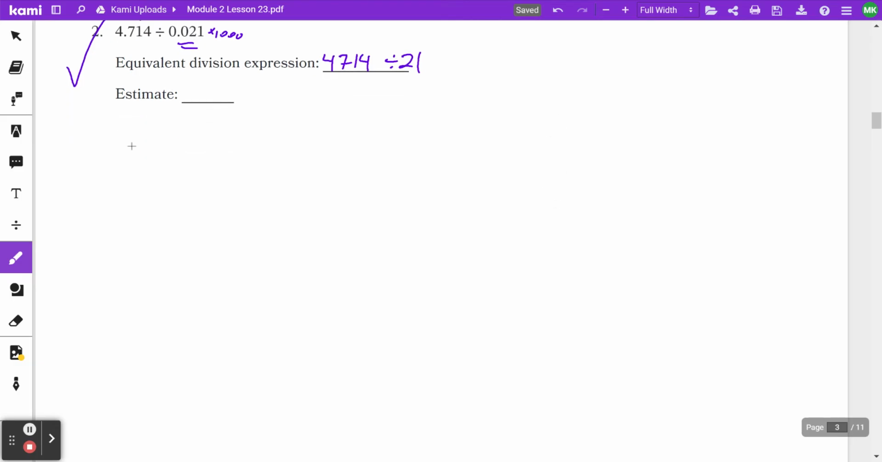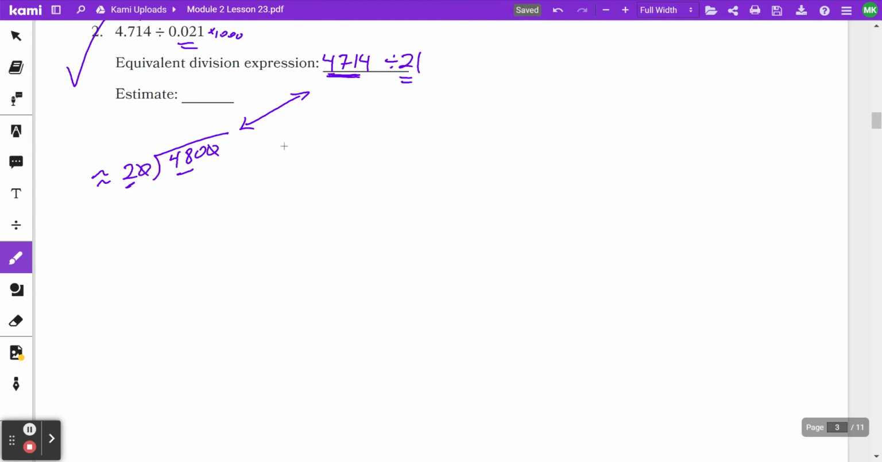So now it's time for the estimate. So the estimate, right? I'm going to take this guy. Always start with your divisor. I'm going to round him to 20, and then take a look over here. Looks like 4,800. Yeah, I'll make him 48. Why? Because 2 goes into 48 so well, and they're very close to one another in number, right?